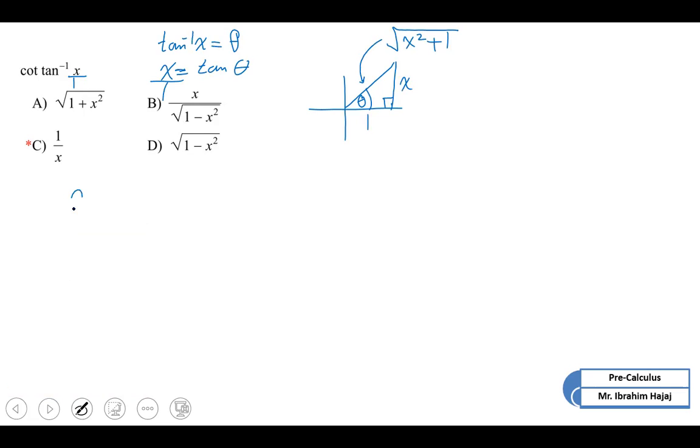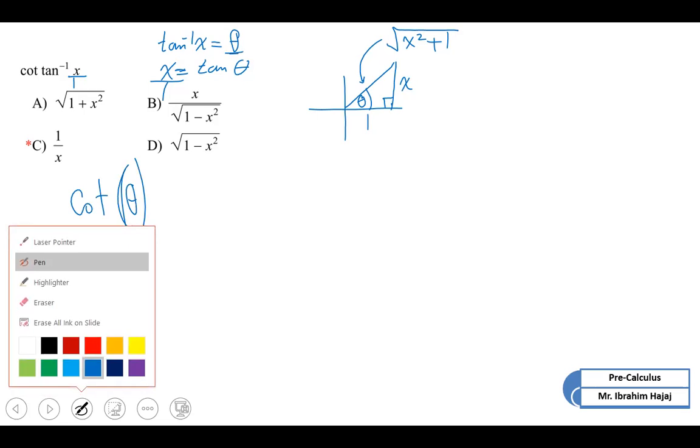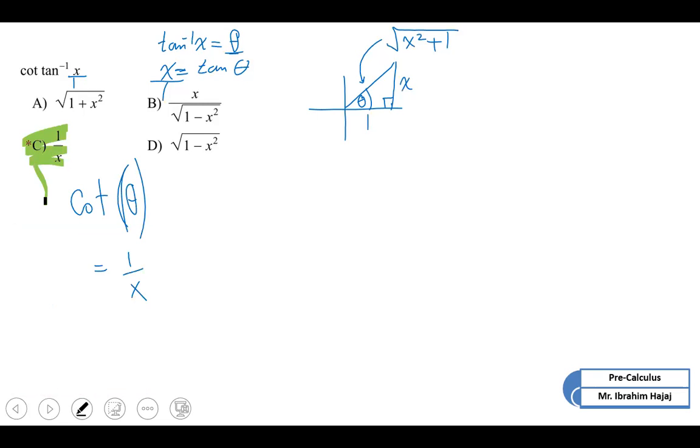And then the question was asking you to find cotan of this thing, I let tan inverse of x be theta. So cotan theta here, cotan is the reciprocal of what? Of tan. And since here tan is x over 1, cotan will be 1 over x. Okay, which is letter C.